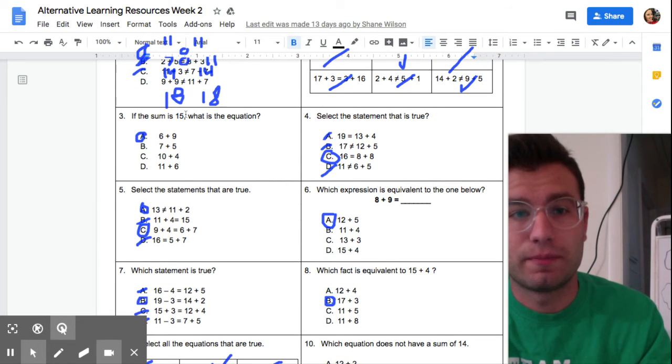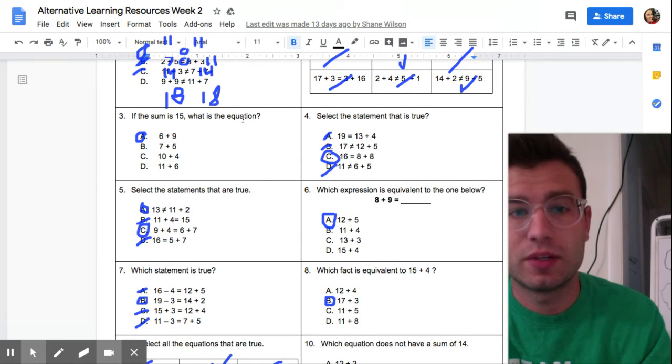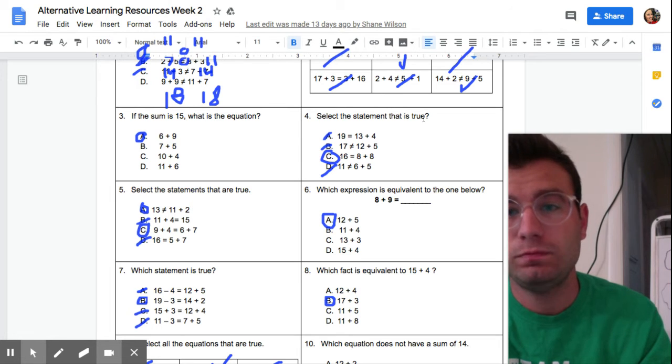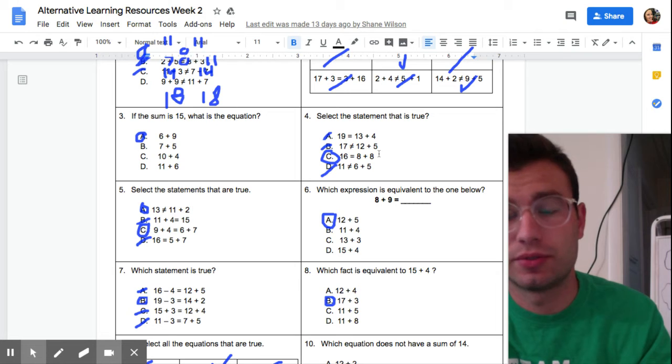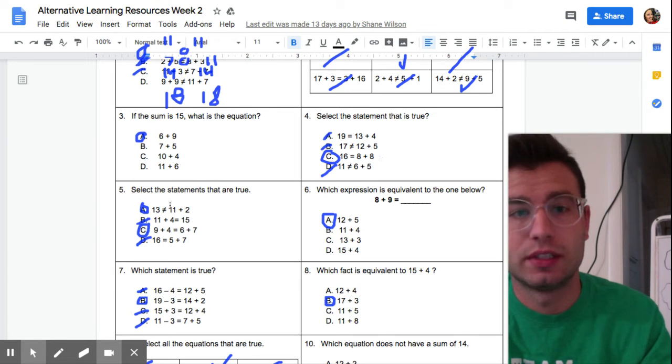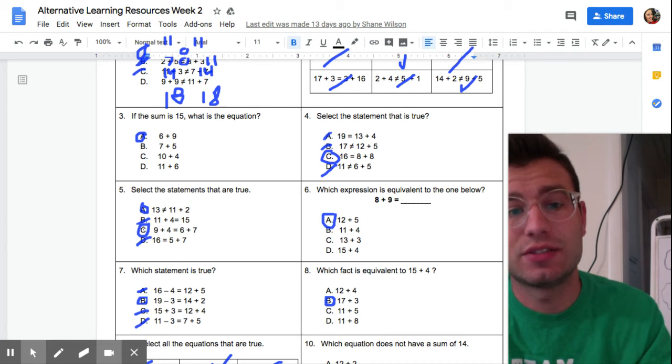Number 3, if the sum is 15, what is the equation? So you have to find the one that equals 15. 4, which statement is true? Again, true is true, false is false. Number 5, select the statements that are true. Okay, you've got multiple statements that are true. A is true, B is false, and C is true, and D is false.